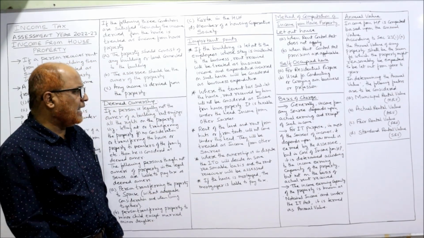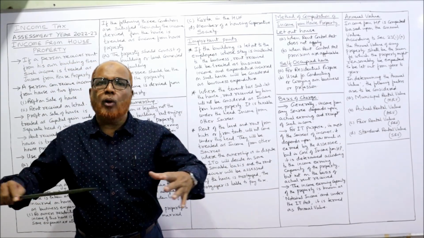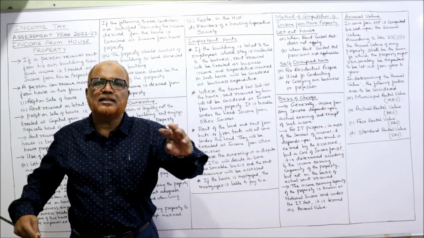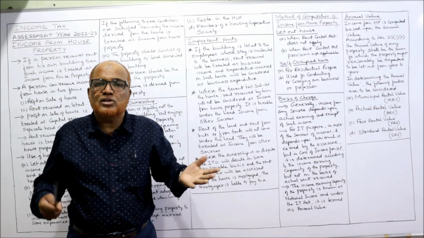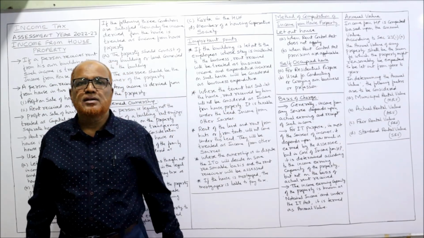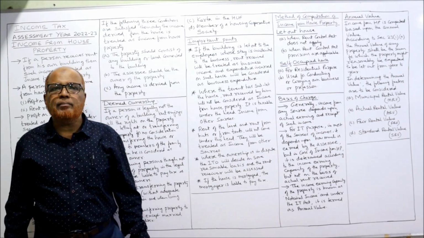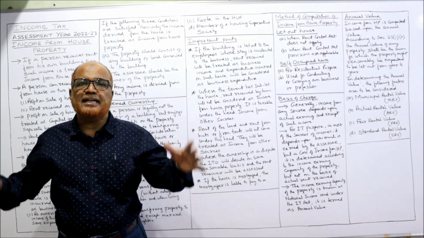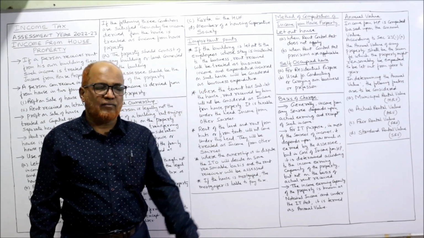Next one, rent of the land and rent from huts or rent from tents. Rent from open land. If no construction is made, simply open land is there, that is let out. Rent received from the land is not income from house property because there is no property. That is taxable under income from other sources. Similarly, huts. Hut is a temporary structure. It is not a permanent property. So rent received from huts or rent received from tents, temporary, that is income from other sources. It is not income from house property.